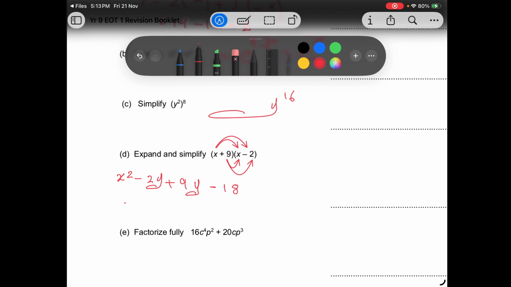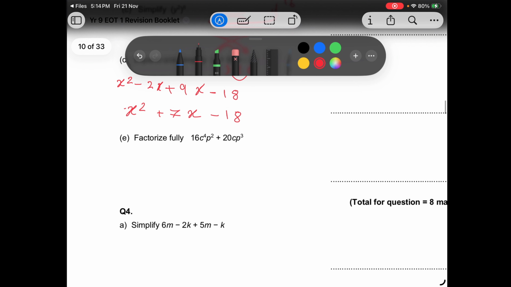Oh, I think this is my fault. Okay, so this is not y, this is x. So this is minus 2x and 9x, so it will be x power 2. Now minus 2x plus 9x, we add the coefficients. Minus 2 plus 9 is plus 7x minus 18.